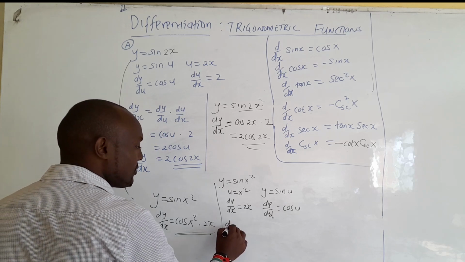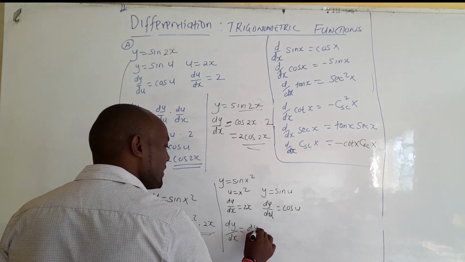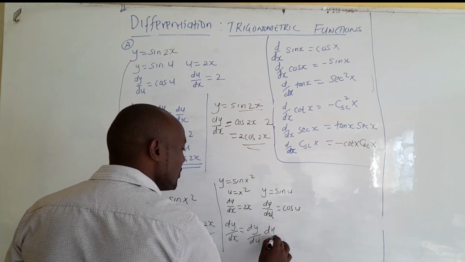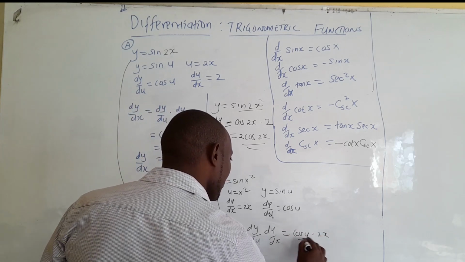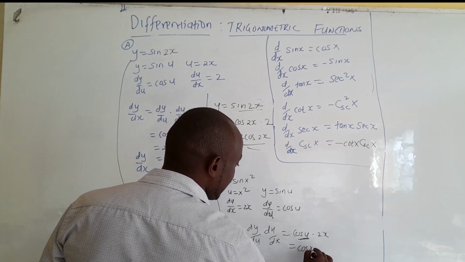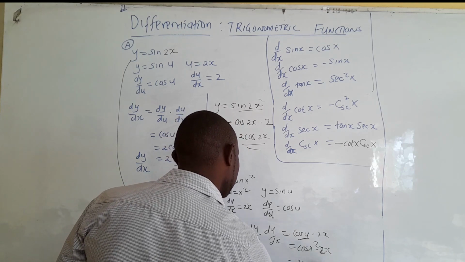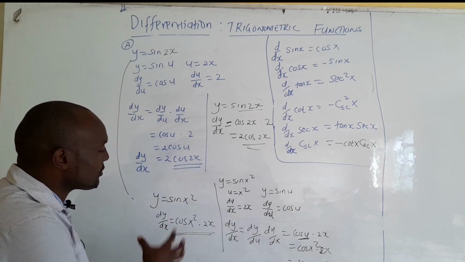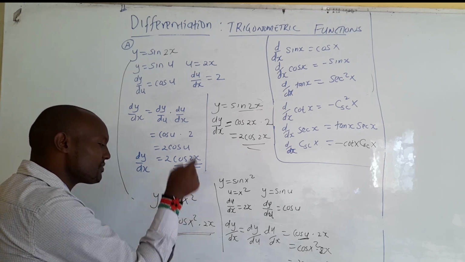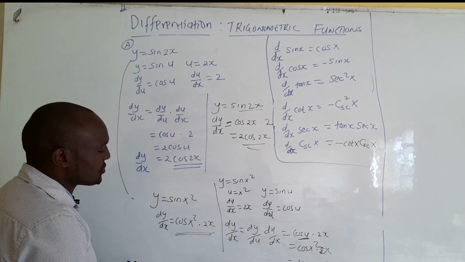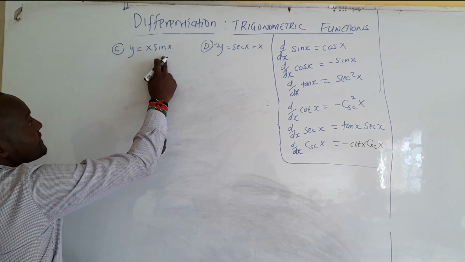So you are able to say that dy over dx, change in y over change in x, is change in y over change in u times change in u over change in x. So we get cos u times 2x. And my u is x squared. So you can say it is 2x cos x squared. So that's how we solve that one. When you become more familiar with this, you realize you differentiate the way it is, you assume this is one function, sine, you get cos of that one, then you differentiate inside.